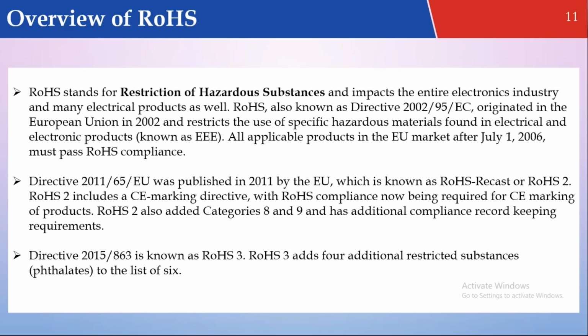Then after that, another directive was published. It is officially called Directive 2015/863, which is also known as RoHS 3. RoHS 3 includes four new restricted substances, four phthalates, added to the six. Already we had a list of six substances, and with the advent of RoHS 3, it adds four phthalates. So currently we have 10 substances in the RoHS restricted substance list. RoHS 3 came into effect from July 22, 2019. So this is the basic overview of RoHS.